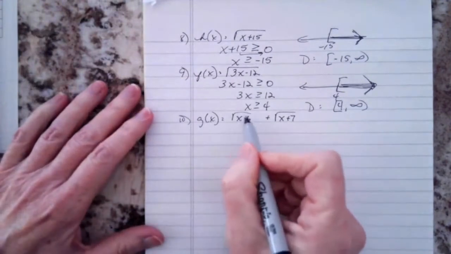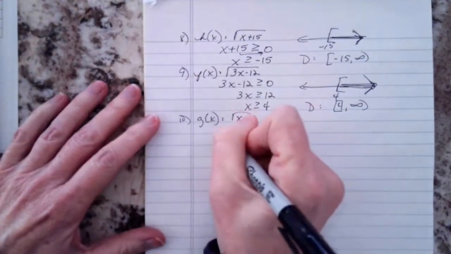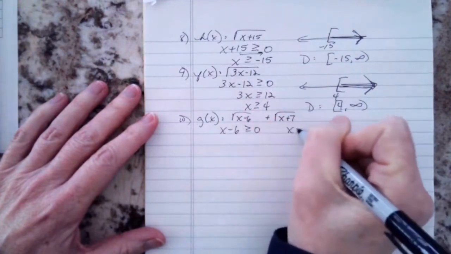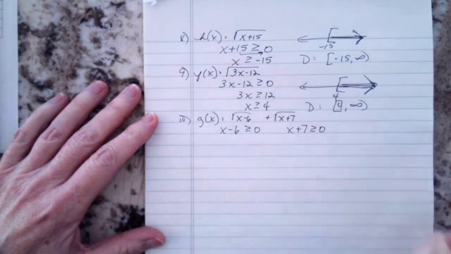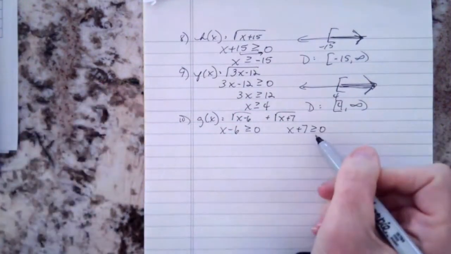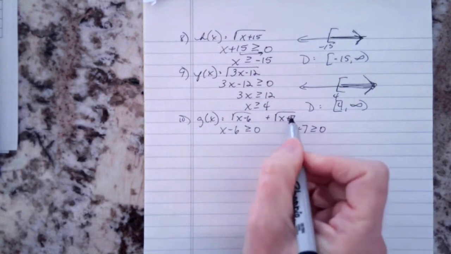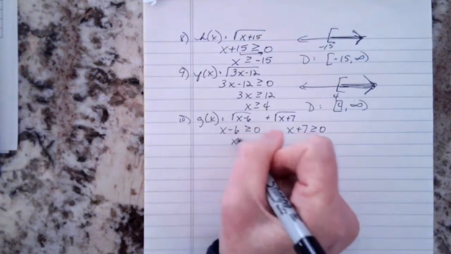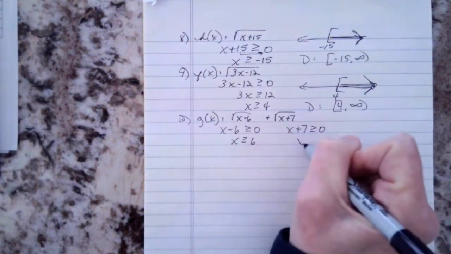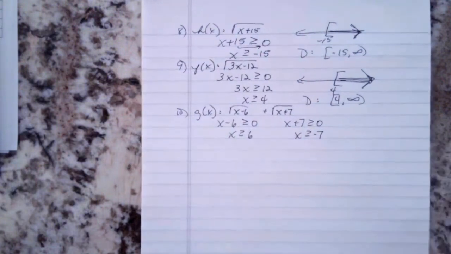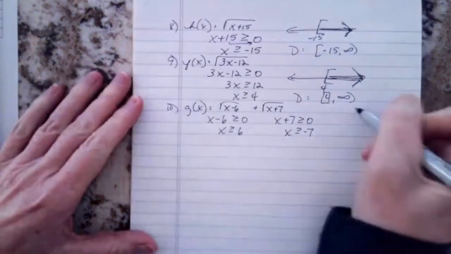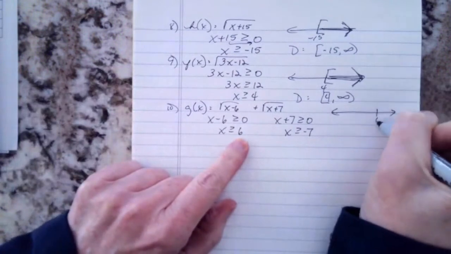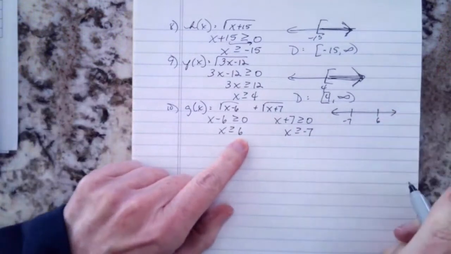Let's look at them. You know this piece has to be non-negative. So x minus 6 is going to have to be greater than or equal to 0, and x plus 7 is going to have to be greater than or equal to 0 also. We can't have this being a negative number. We can't have this being a negative number. So move the numbers over, and we get x is greater than or equal to 6. X is greater than or equal to negative 7. Let's look at that on a number line. This one, let's say the 6 is here, and the negative 7 is there.